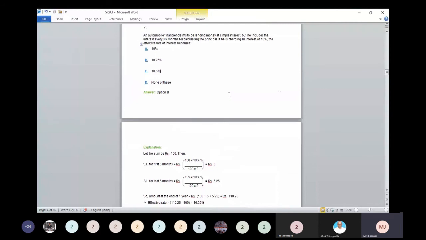Okay, listen. Let the sum be. So here, the invested amount is not given. So I'm taking the invested amount, the principal amount, as rupees 100.